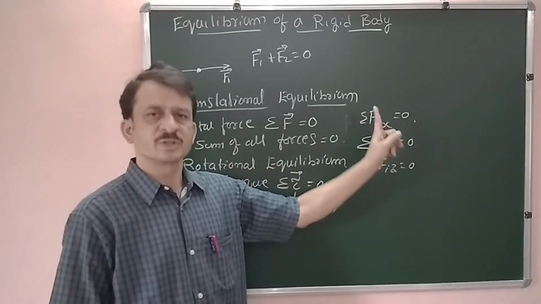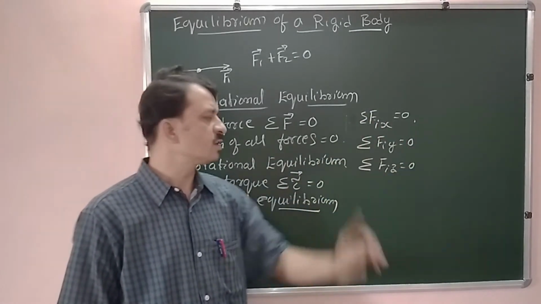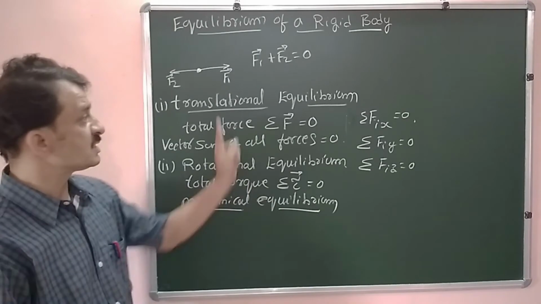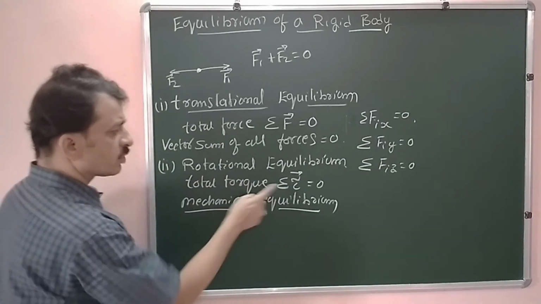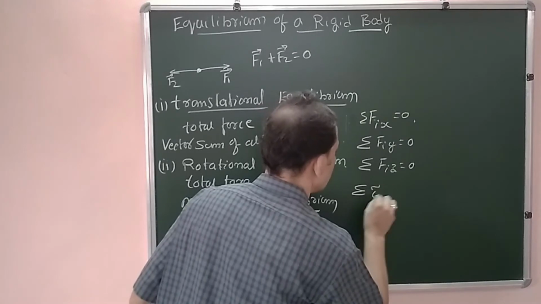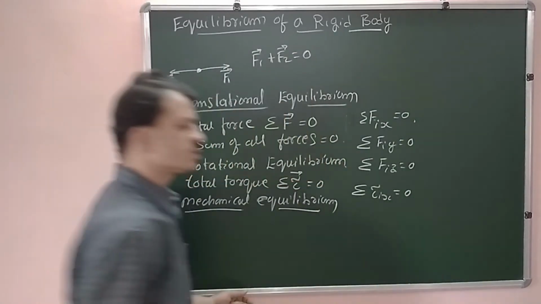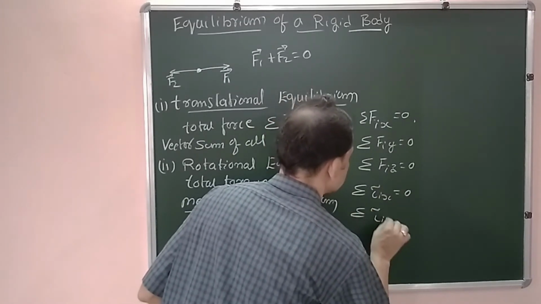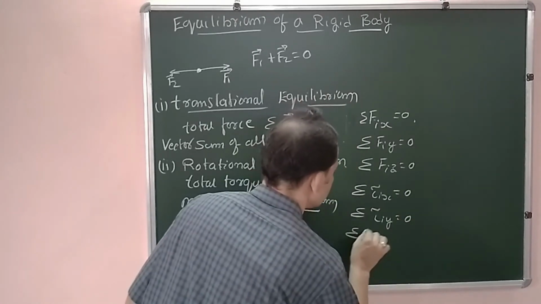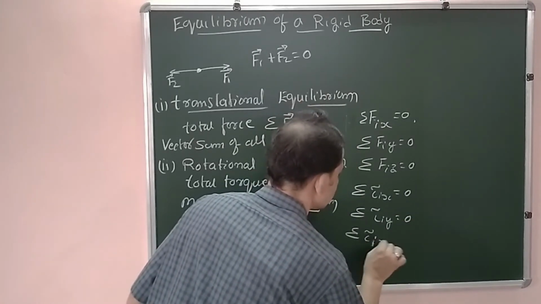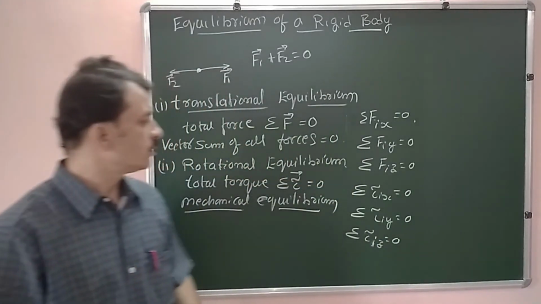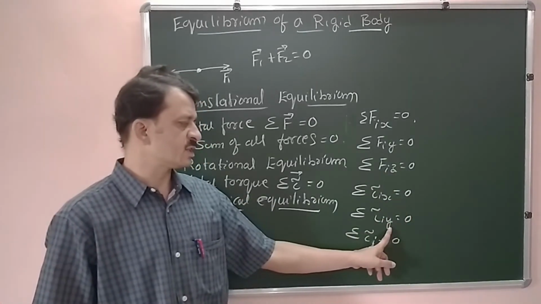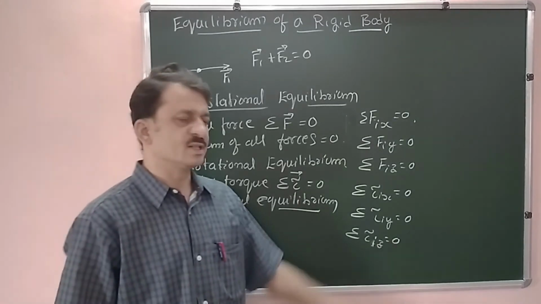Sum of forces along the x should be 0. Sum of the forces along the y-axis should be 0. Sum of the forces along the z-axis is also 0. Therefore, we get three conditions for translational equilibrium. Similarly, for rotational equilibrium, the sum of the torques along the x-axis should be 0. Sum of the torques along the y-axis should be 0. Sum of the torques along the z-axis should be 0. The torque along the x-axis should be 0. Torque along the y-axis on the rigid body should be 0. Torque along the z-axis should be 0.